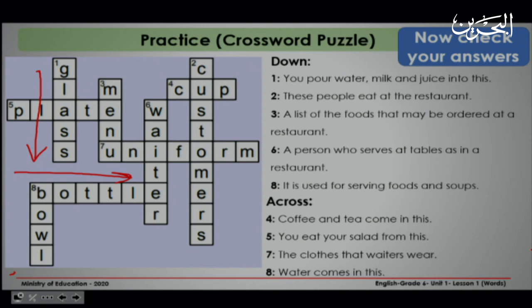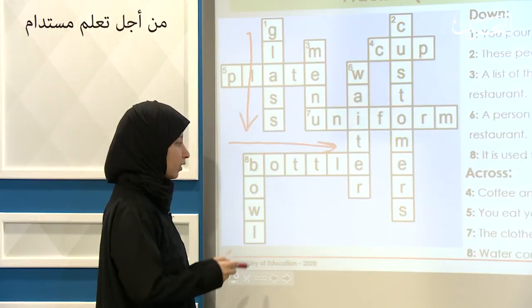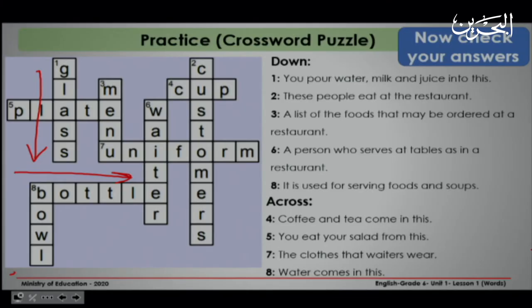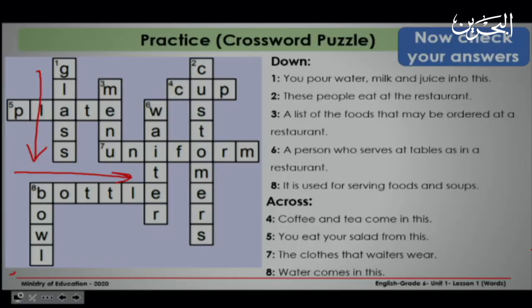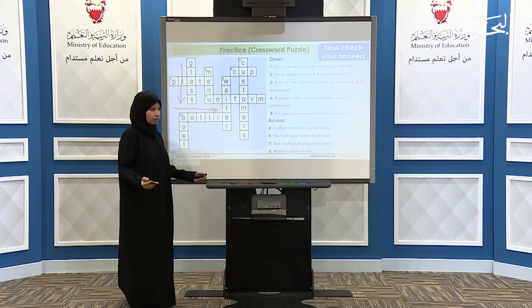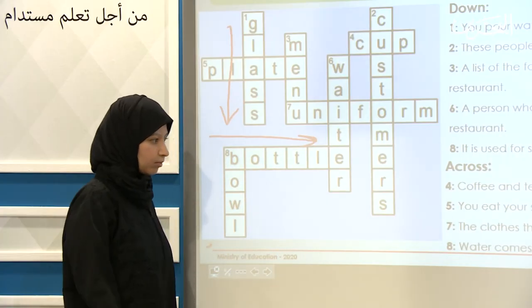8. It is used for serving foods and soups. What is it? It is a bowl. Now we move to the definitions across. Coffee and tea come in this. It is a cup. You eat your salad from this. It is a plate. The clothes that waiters wear are called a uniform. Number 7. 8. The last one. Water comes into this. It is a bottle, which is number 8.